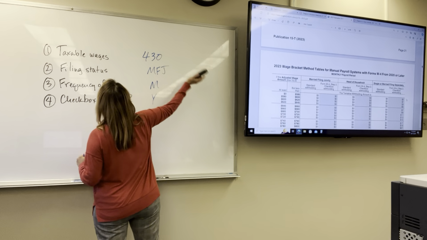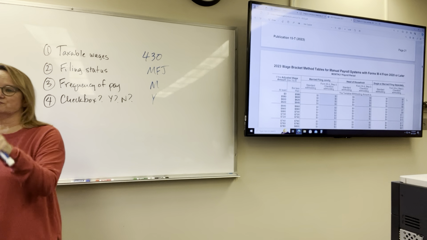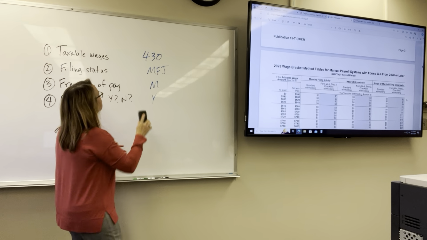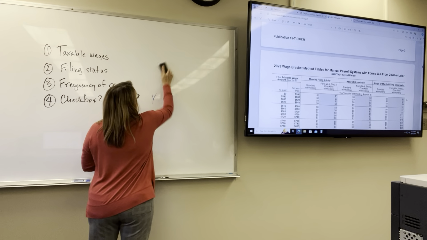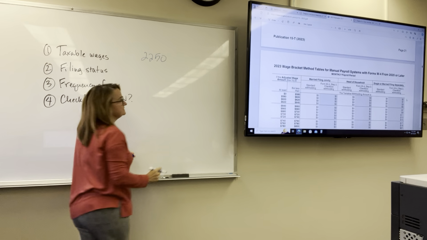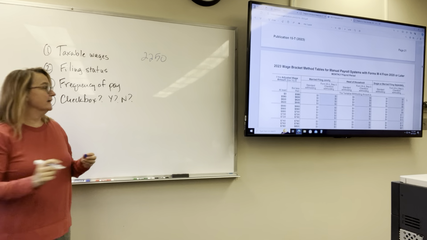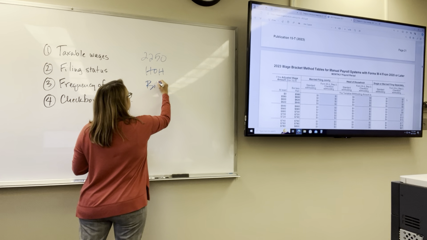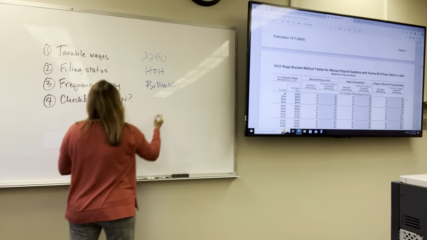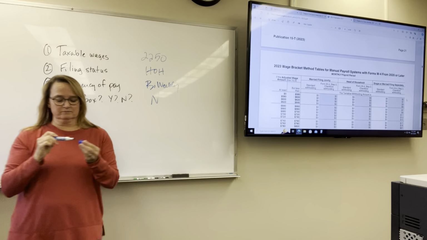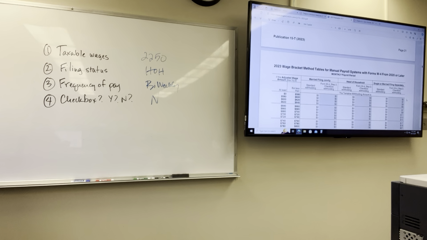Let's say, you guys give me some taxable wages and make sure it fits on the table because we'll get to the higher wages here. $22.50. Okay. Filing status, head of household. How frequent? Bi-weekly. And checkbox, yes or no? No. All right, have at it. Tell me what you come up with.